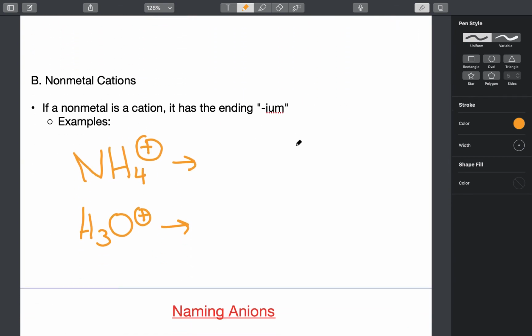So believe it or not, nonmetals can also be cations. If a nonmetal is a cation, it has the ending "ium." Some great examples are these two. Here we have NH4+. This is ammonium.